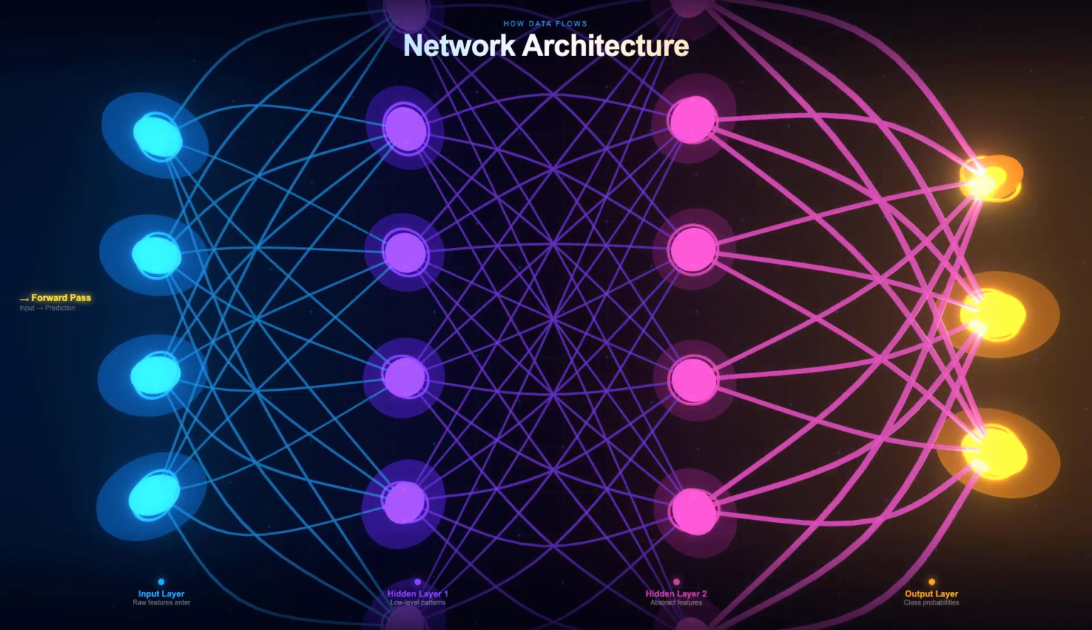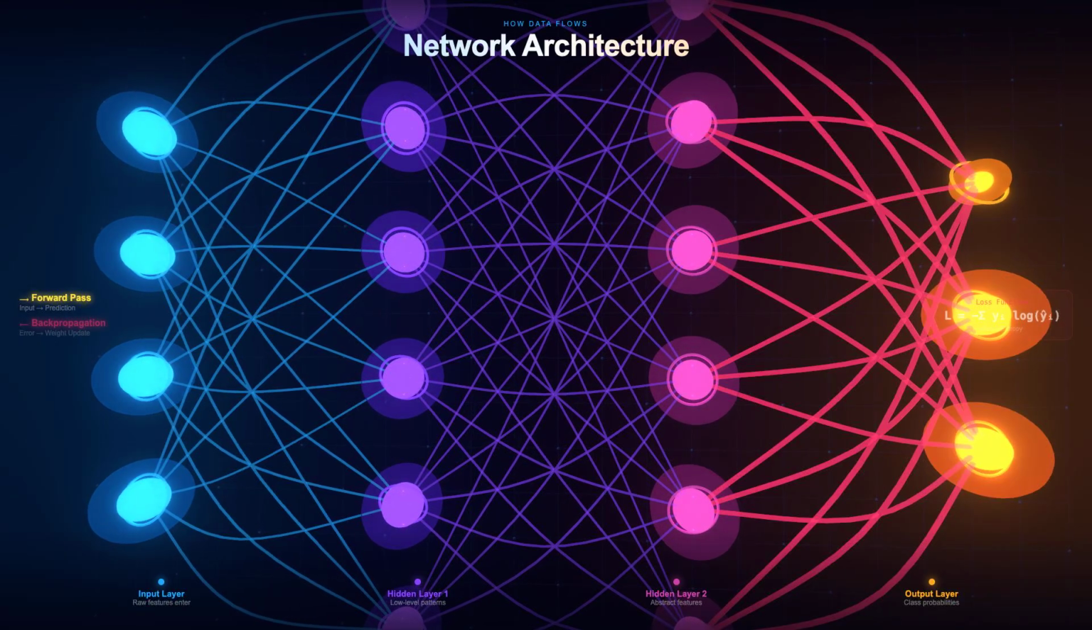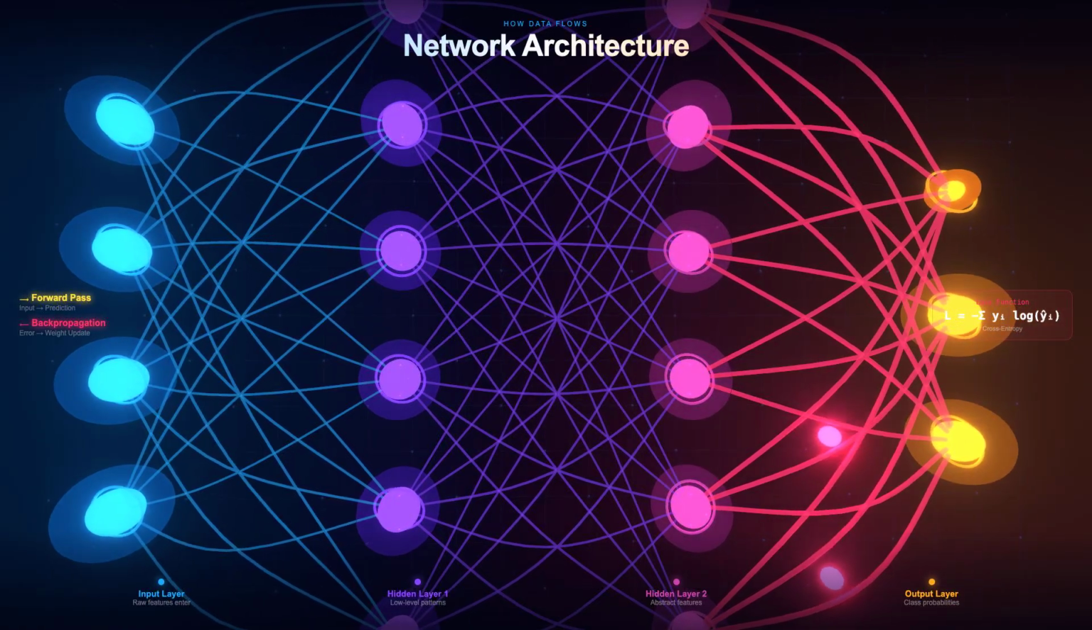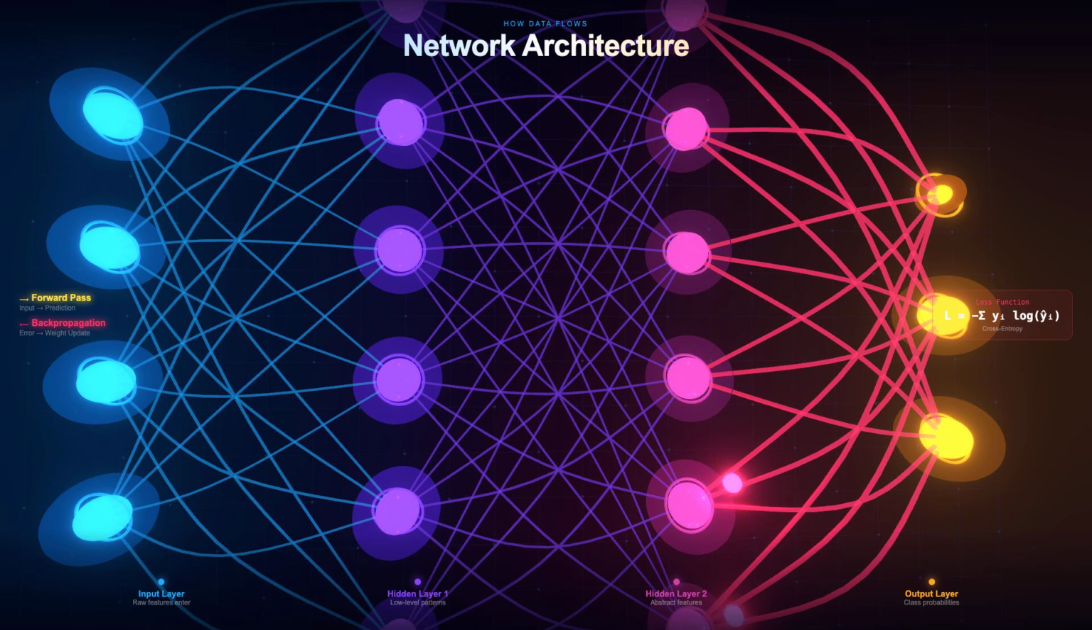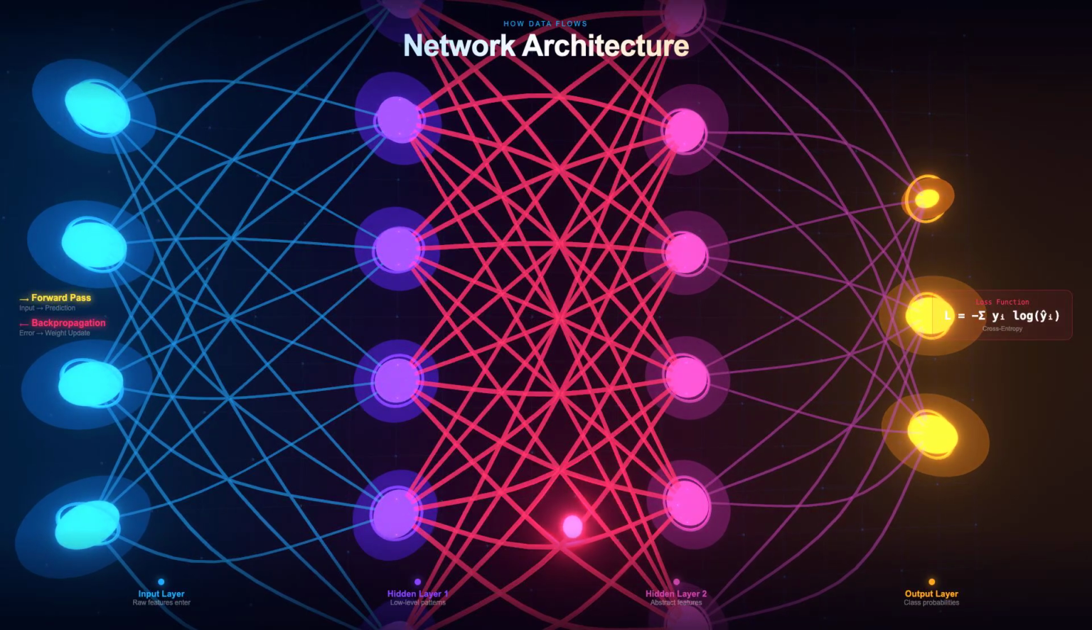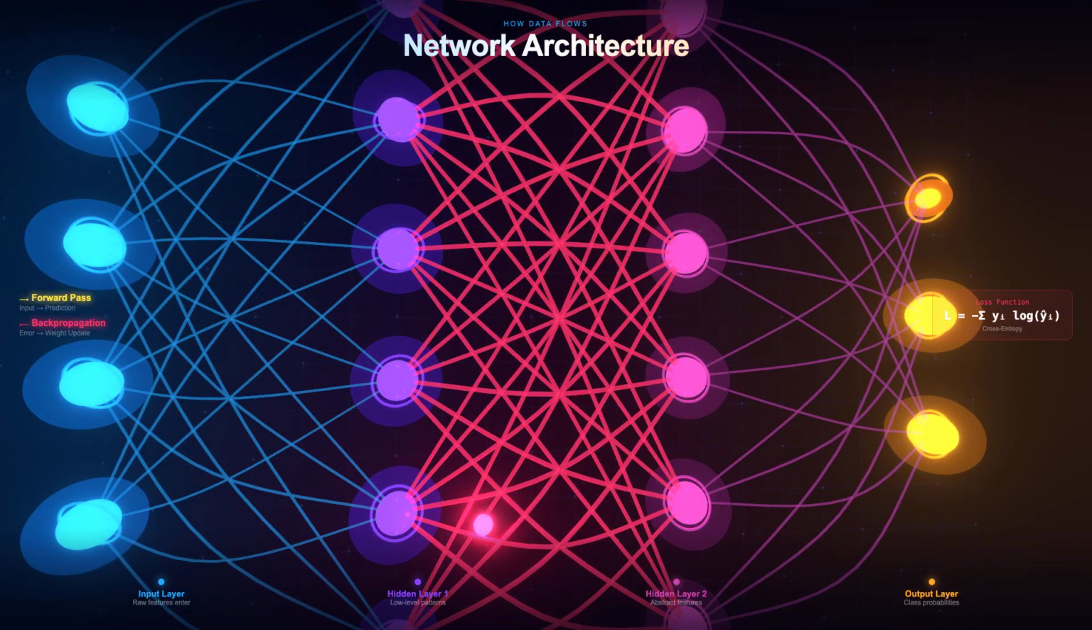During training, the network makes a prediction. We measure how wrong it is using a loss function, and then backpropagation sends the error signal backwards through every layer, nudging each weight slightly in the right direction. Do this millions of times and the network learns.